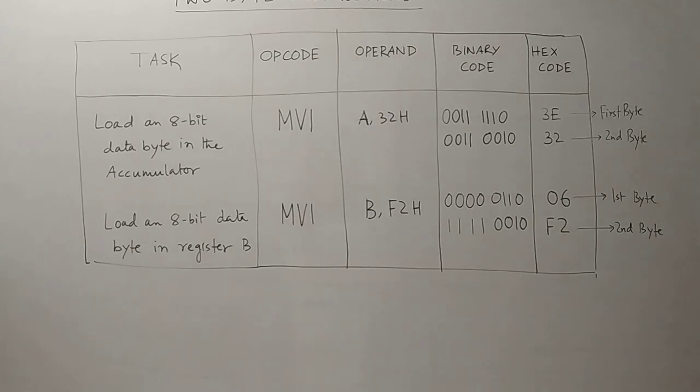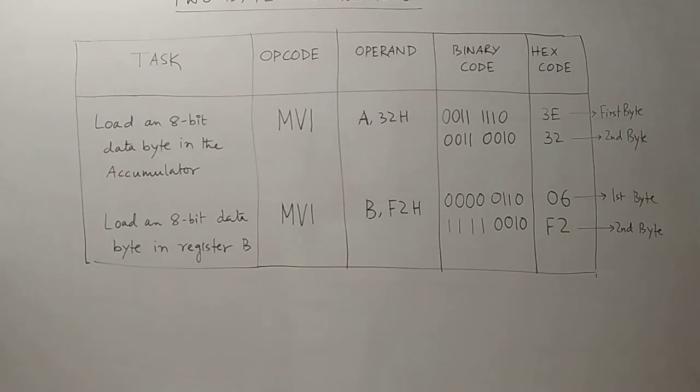For MVI B, F2H, there are also a first byte and second byte of binary code as well as hex code. It is 0000 0110, meaning the corresponding hex code will be 06. It will be the first byte. Then 11110010, the corresponding hex code will be F2. It will be treated as the second byte. So for the first task we have a first byte as well as a second byte.